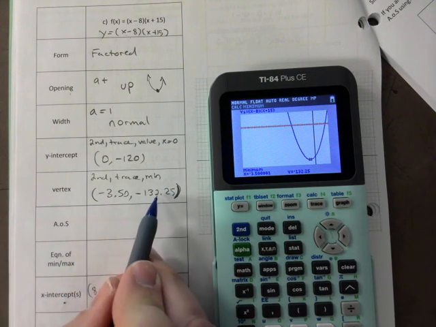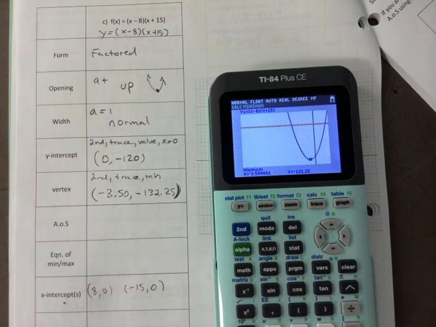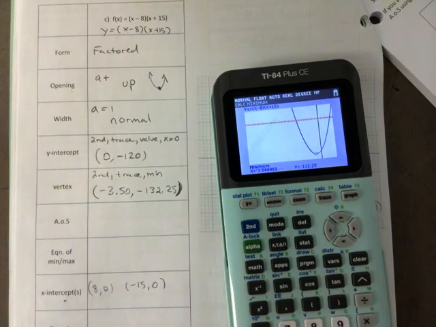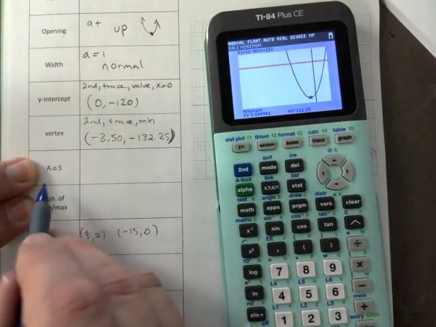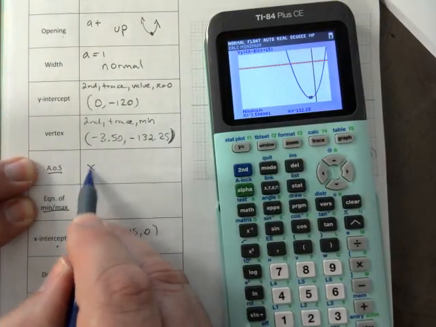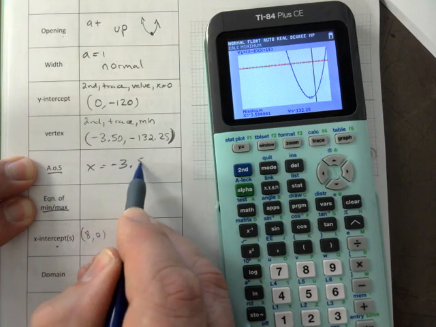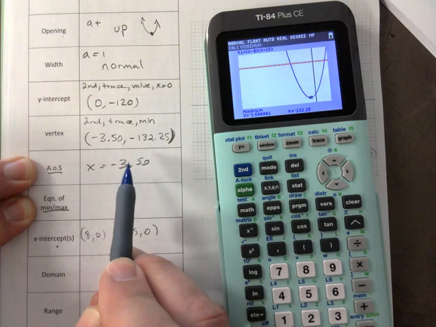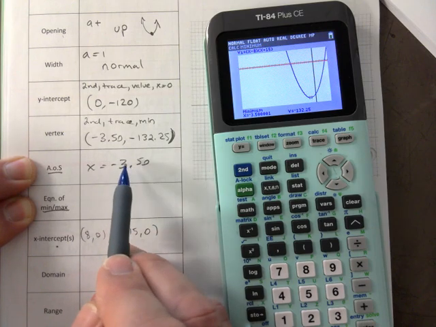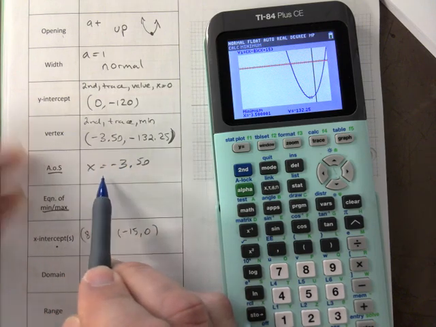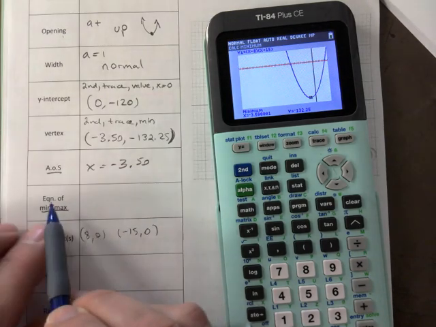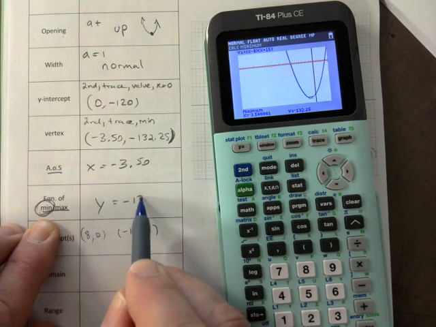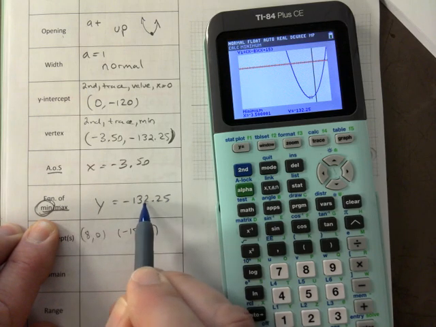Always round to 2 decimals when you write them down on paper, okay? That's important. So there's that. Axis of symmetry, and both of these we take from the vertex. So that's the axis of symmetry, the equation of the axis of symmetry. This is a line, okay? It's a vertical line. And then the equation of the min, you circle min, so that'd be negative 132.25, also a line, horizontal line.